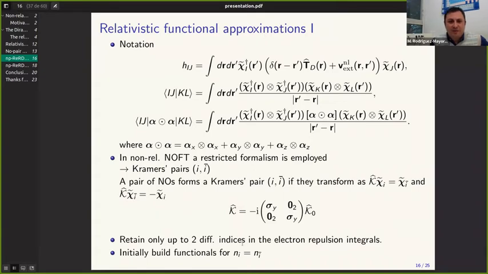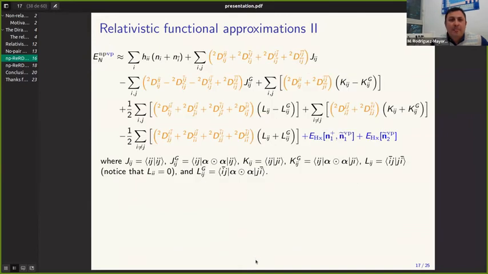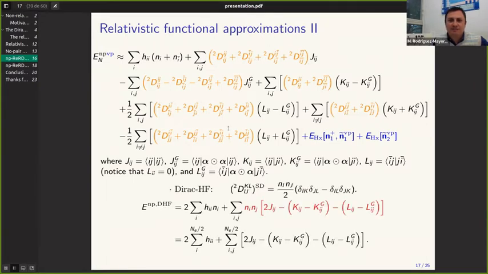And finally, we will just build functionals for the case when the occupation numbers are the same for the, let's say, bar and unbar states, the ones that in the non-relativistic limit correspond to alpha and beta states, in other words. So this is the first functional. This is the expression that we arrive at when we only retain up to 2 different indices. And the elements in orange are the ones that we need to approximate as functions of the occupation numbers.